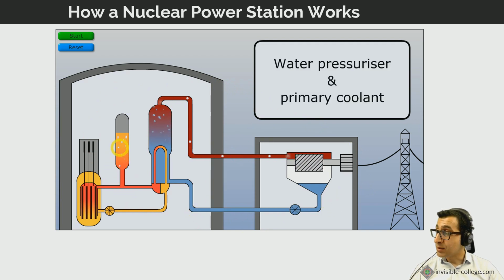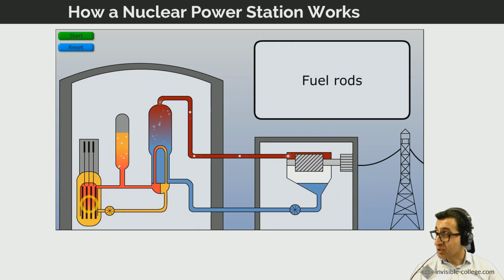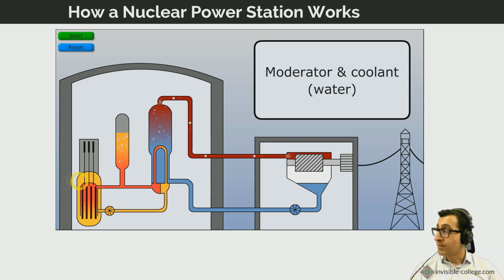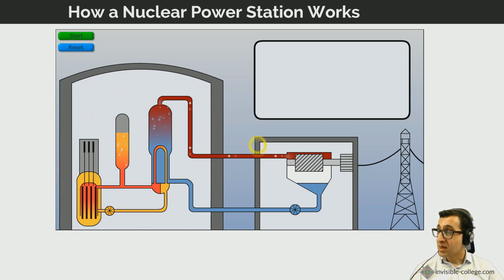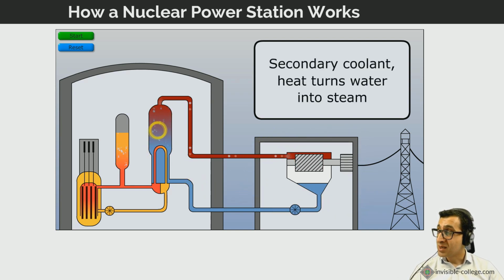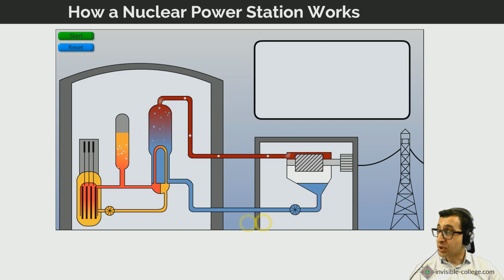Now, the liquid in the primary loop, as well as obviously the reactor core, are highly radioactive, and so you need very thick concrete shielding around these sections of the reactor. You also need slightly less thick, but nonetheless quite thick, concrete shielding around the turbine, because the water in the secondary loop can also be radioactive over time.